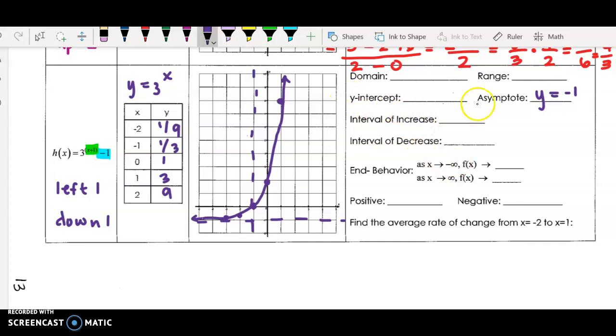Next, we'll talk about the domain, all real numbers, and the range. The bottom of this function is at the asymptote, which is at -1, and the top, positive infinity. Our y-intercept, where the graph crosses the y-axis, is at 0, 2.